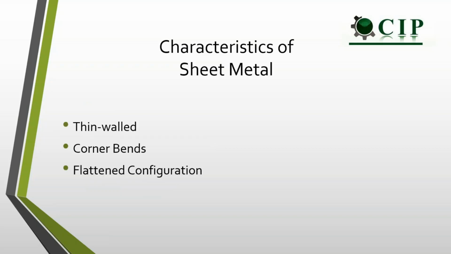So looking at some of the characteristics of sheet metal. Sheet metal is essentially a thin plate of metal, so it makes it a little bit different from other types of metals. It can of course be made from different materials, whether it be aluminum or another type of material, but one of the main characteristics is that it is thin walled. You're typically going to see sheet metal being thinner than a quarter inch. Quarter inch is actually a bit on the thick side.